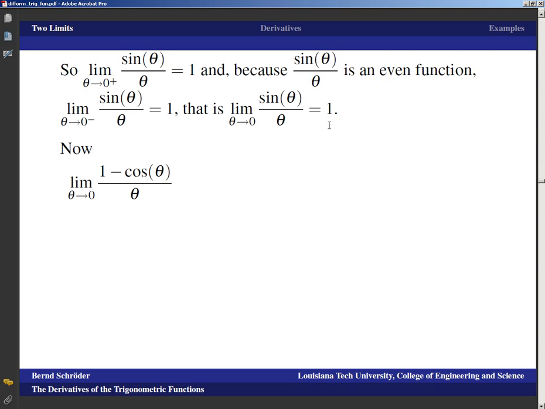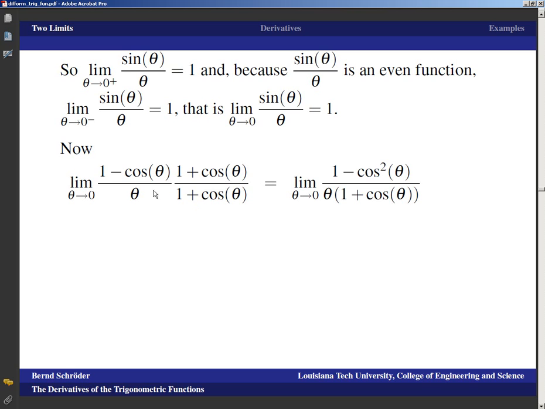Another limit that we will need, and trust me, we will see it in a minute, is the limit as theta goes to 0 of (1 minus cosine theta) over theta. Well, how do you deal with that? Well, we multiply with the conjugate here, if you will. We multiply with (1 plus cosine theta) over (1 plus cosine theta), because that gives us 1 minus cosine squared theta in the numerator, and theta times (1 plus cosine theta) in the denominator.